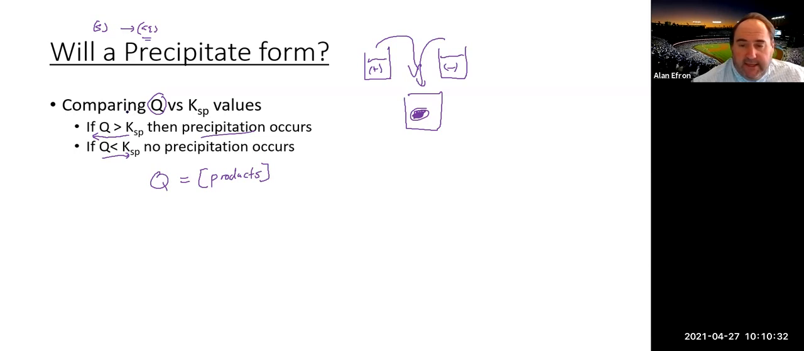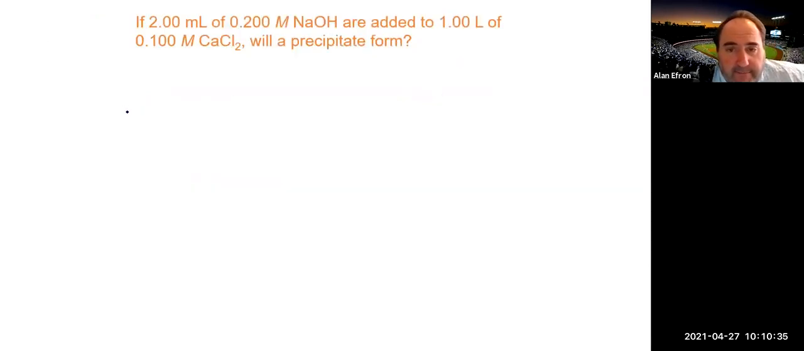So let's take a look at an example and try to figure out, will we see a precipitate occur or not in this particular case? If we take 2 milliliters of a 0.2 molar sodium hydroxide solution and add it to 1 liter of calcium chloride, the question is, will we get a precipitate? The first thing you want to think about is, based on solubility rules, is there anything that will come together to actually form a precipitate?